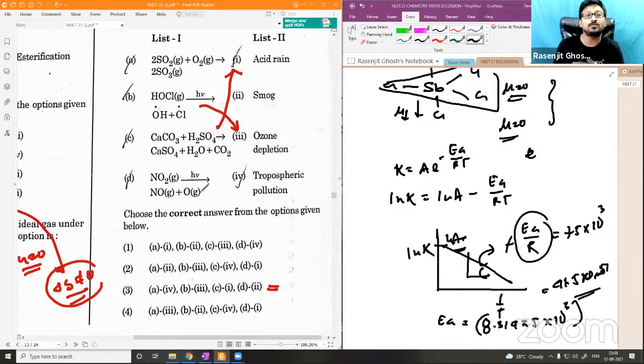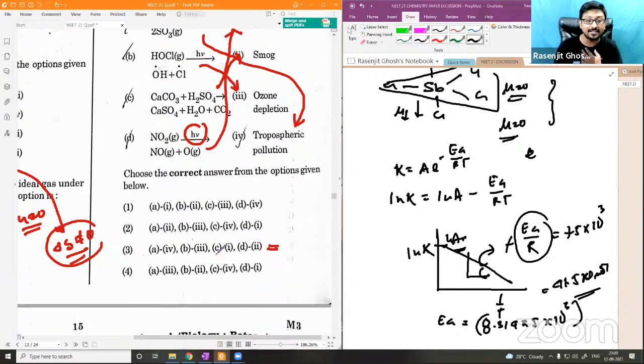This one, NO plus O, this is basically my photochemical smog. You can see in the presence of a photon, it is forming smog. NO plus oxygen is known as photochemical smog, which we discussed in our class several times. And this one, sulfur plus oxygen in the presence of sulfur dioxide, this is known as tropospheric pollution. So the correct answer will be option number 3.